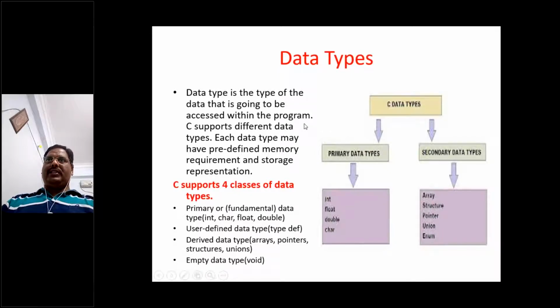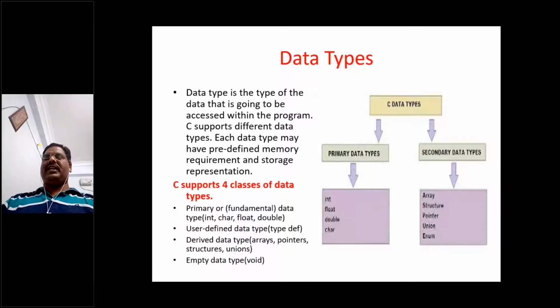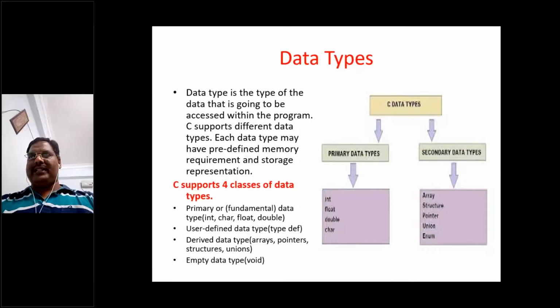Each data type has a fixed size of memory that is already predefined, and this is the memory representation and storage representation. For each data type there is a keyword. Based on that keyword, placed before the variable, we declare and assign a variable, as in the earlier class.